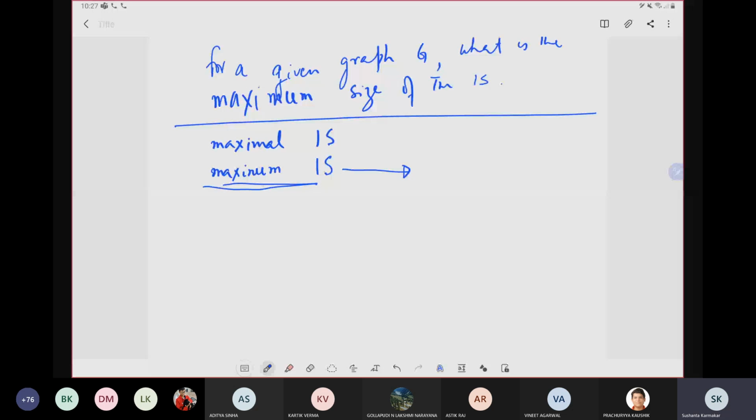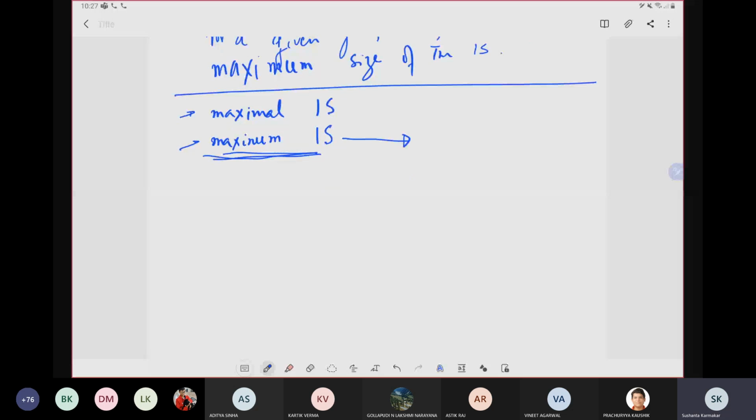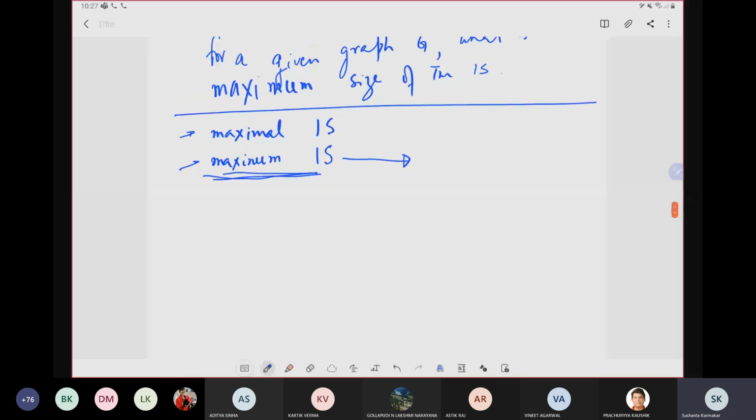But why these two definitions, one maximal, one maximum? Let us not go into that. We are interested in maximum independent set. So now, with this introduction, we take one simple graph where we want to find this maximum independent set, that means an independent set of maximum size.